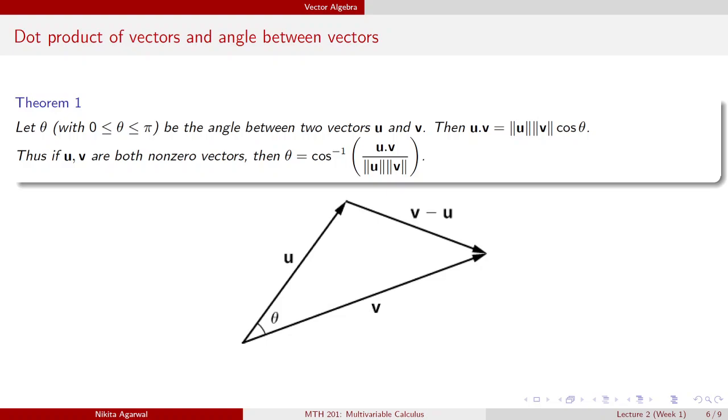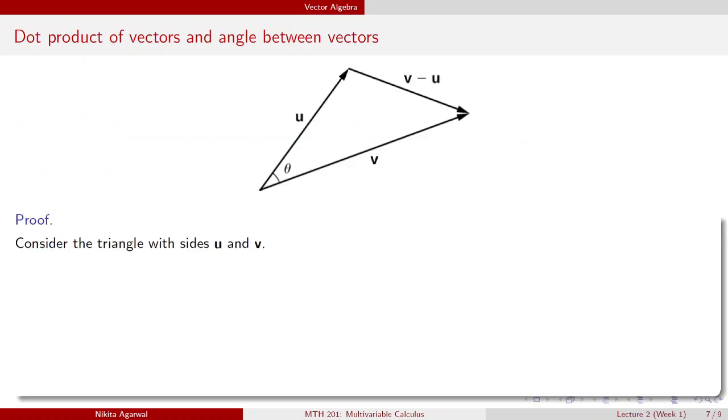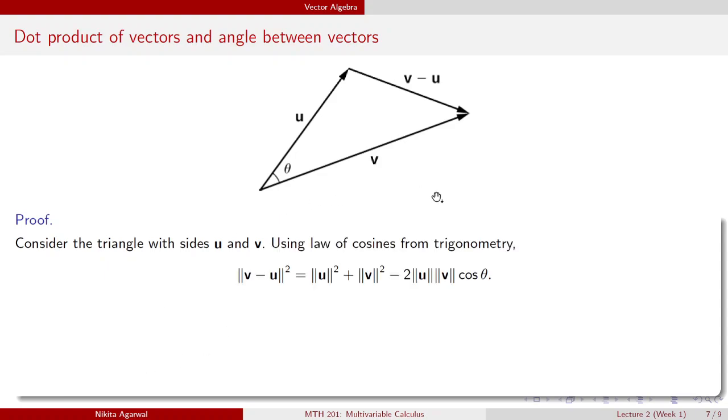Okay, so let us prove this. It's a proof that uses trigonometry. Let us look at this picture again. You have vectors u and v, and remember the third vector, which is the third side of the triangle formed by u and v, is v minus u, right? You see where you end, you look at the vector that comes first, minus which is here. So v minus u. So you consider this triangle.